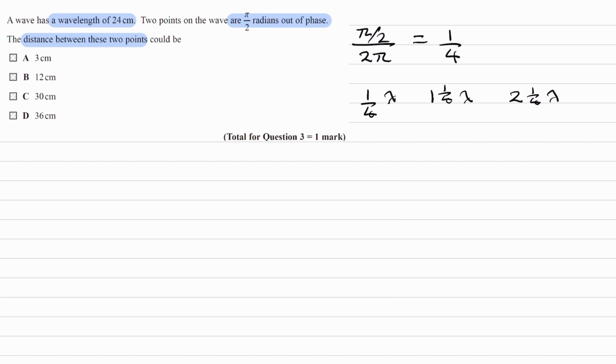So what we can then do is, we can work out what each of these things would be until we get an answer which is one of these 4 options. So we'll start with 1/4 lambda. A quarter of a wavelength would be 6 centimeters, which is not one of our options. So 6 centimeters is a potential distance between the 2 points, but it's not one of our options, so we move on to the next one. 1 1/4 of 24 centimeters, that would be 30 centimeters, and that would be option C, which would therefore be our answer.